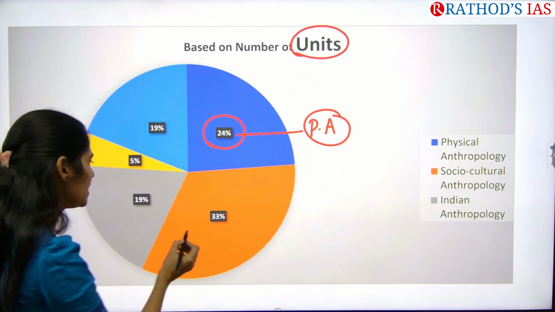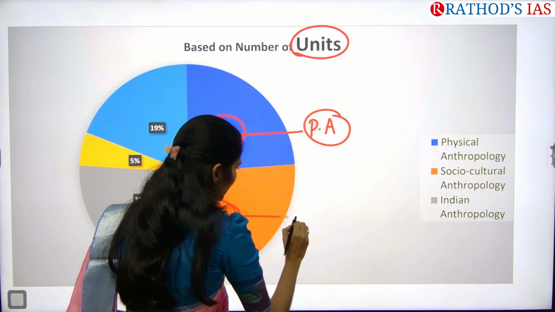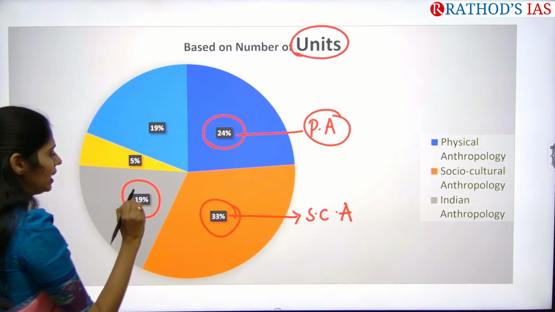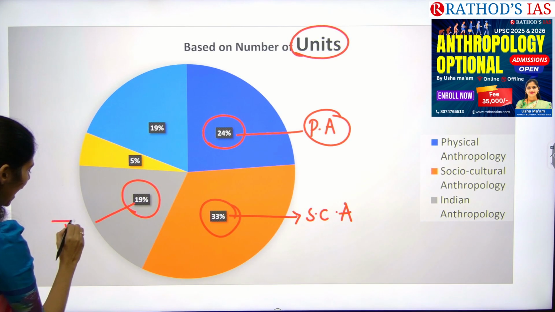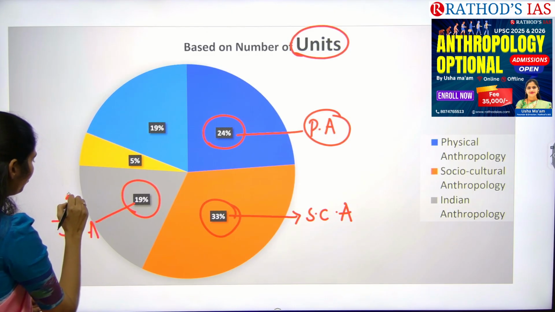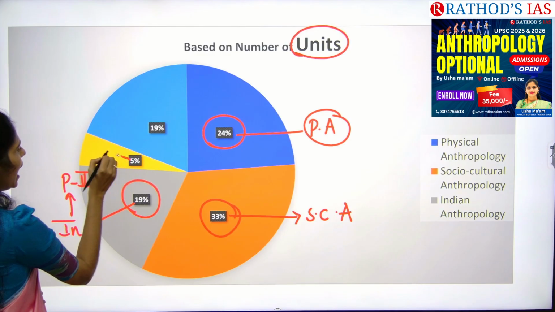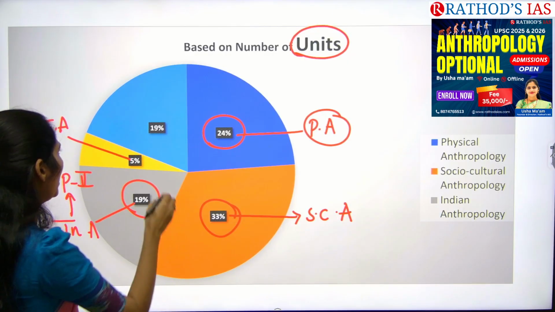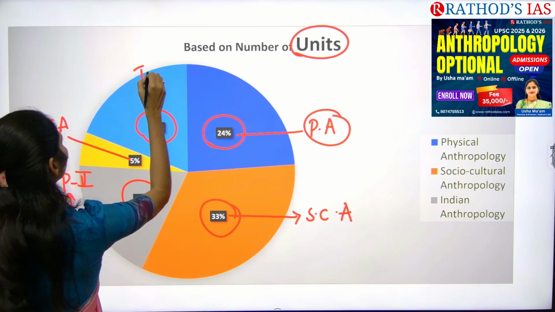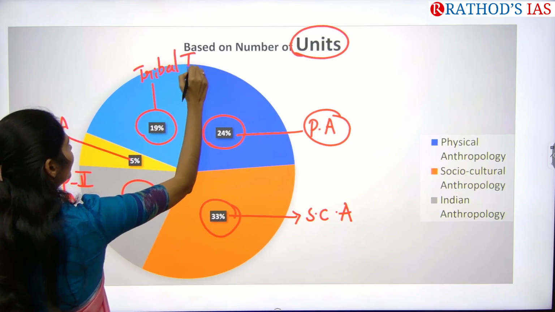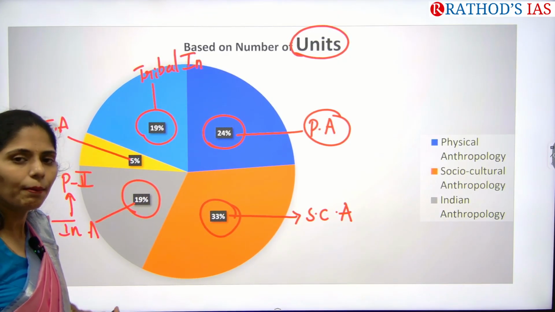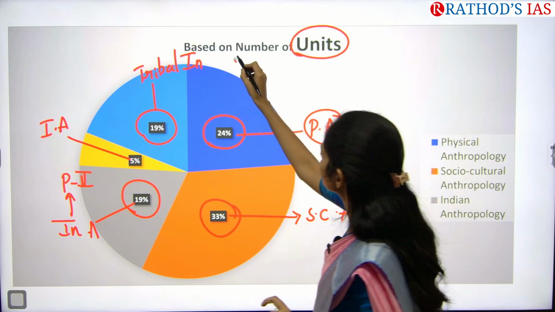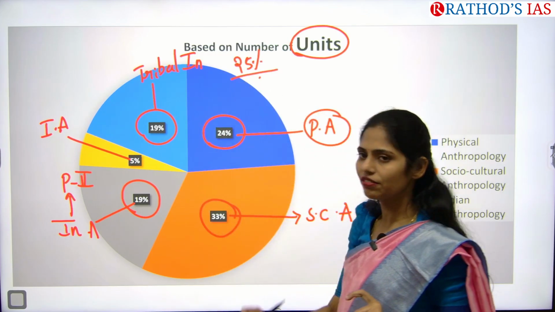Next, 33.3% is related to socio-cultural anthropology. And 19% is related to Indian anthropology, which is part of your paper 2. Indian archaeology is 5%, again from your paper 2. And tribal India is 19% based on the units. But if you see the contribution of tribal India in your examination, it will be 25%. 25% of questions will be asked from tribal India.